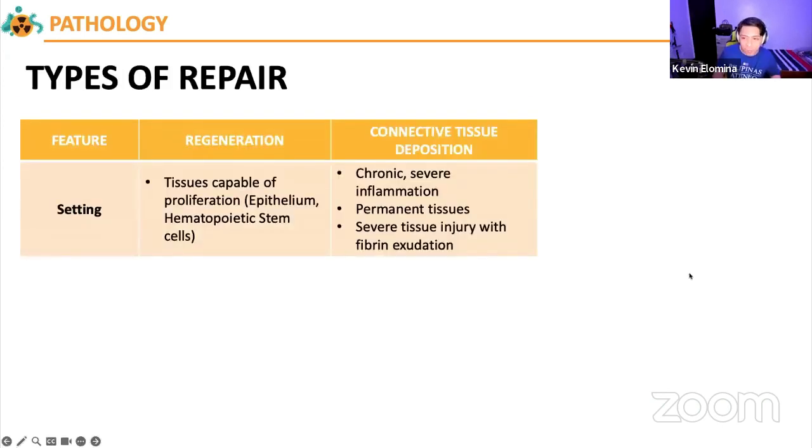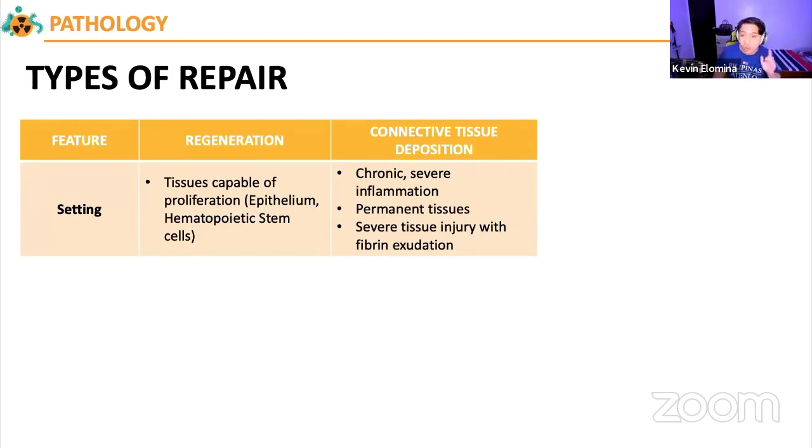Now, for the types of repair, there are two. You have your regeneration and your connective tissue deposition, or I'd like to call it fibrosis na lang to be basic. So basically, regeneration happens in tissues that are capable of regeneration, and your connective tissue deposition happens in those that cannot regenerate. And also in the setting of your chronic severe infections, because these infections have severe tissue injury and they destroy the stem cells. So kahit replicating pa yan, kung sobrang lala na ng injury, wala nang stem cells, so fibrosis na lang tayo.